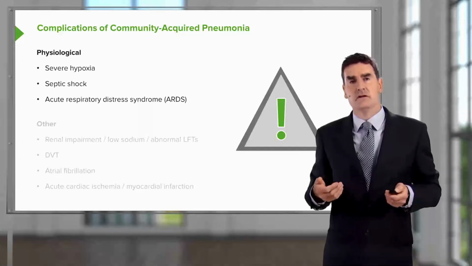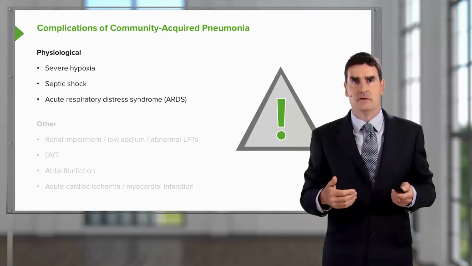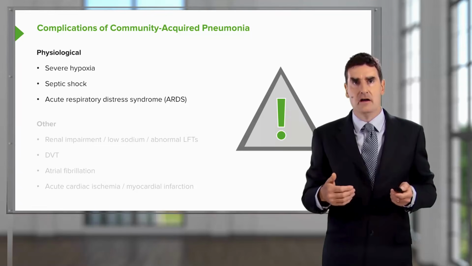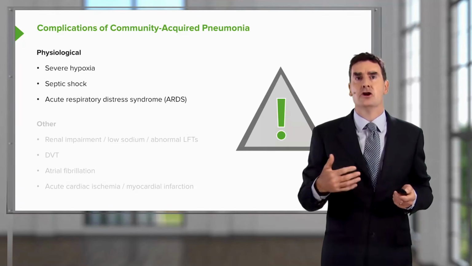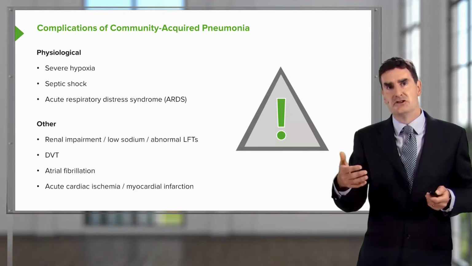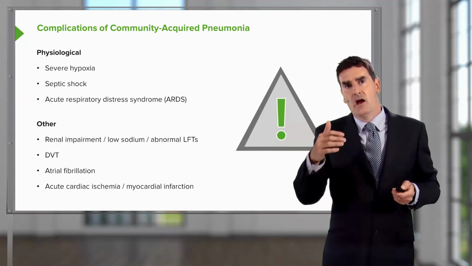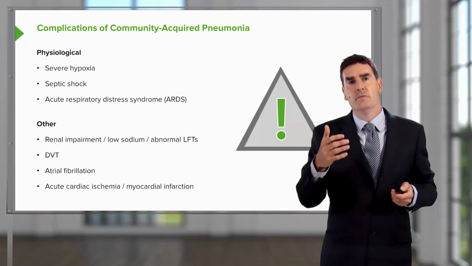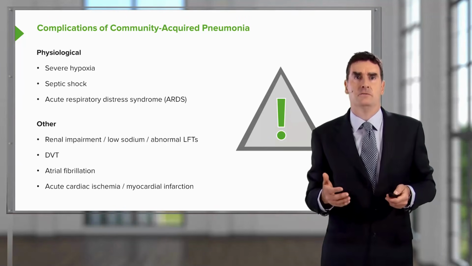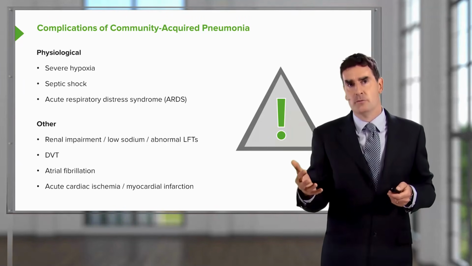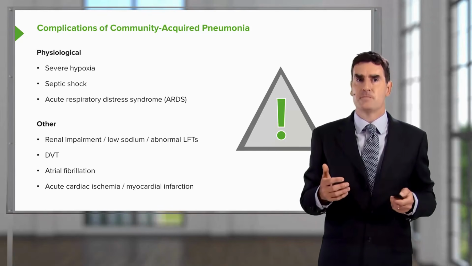The other issues that you can get with pneumonia are the complications. So we've mentioned severe hypoxia, we've mentioned septic shock, and I've also mentioned ARDS. And these are all physiological complications that occur with severe pneumonia. In addition, you have renal impairment. Again, I have discussed that already. But there are other complications. Patients in hospital are at risk of a deep vein thrombosis, so they might develop a deep vein thrombosis. Atrial fibrillation is a common complication of acute pneumonia, and that will settle as the patient gets better.